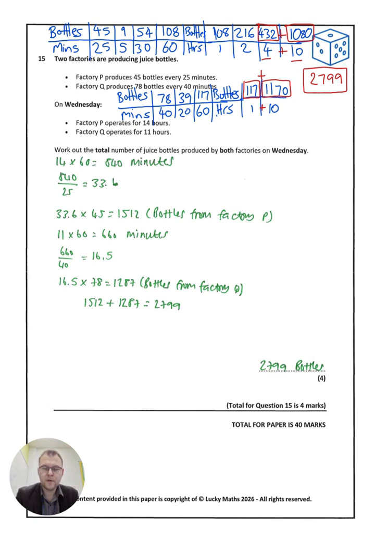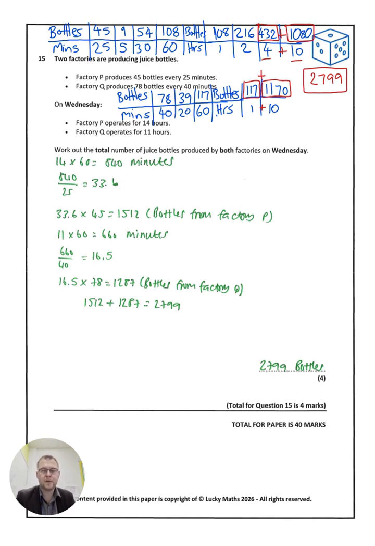For factory Q, if 78 bottles are produced in 40 minutes, if I halve that, I know it's 39 bottles in 20 minutes. And if I add 40 and 20, I get 60 minutes, hence an hour. So 117 bottles in 1 hour would be 1,170 in 10 hours. And of course, if I add both the 1 hour and the 10 hour together, that's where the 11 hours comes from. And in the 4 red boxes, if I add all of that information up, I get the final total of all the juice bottles, 2,799.